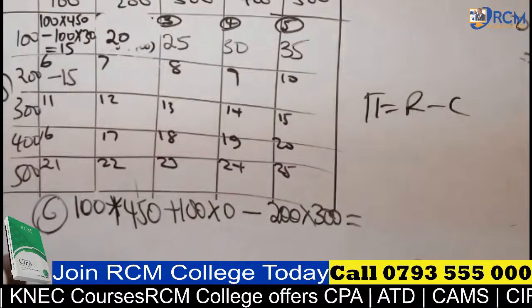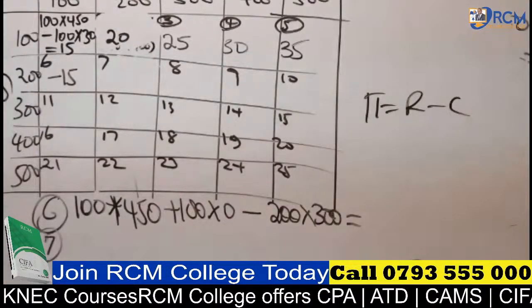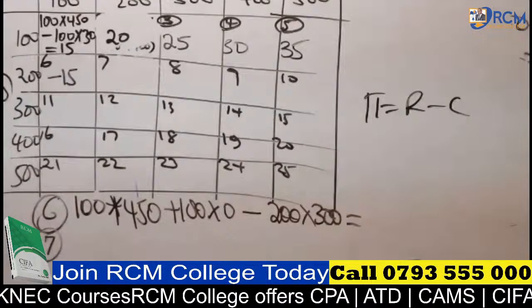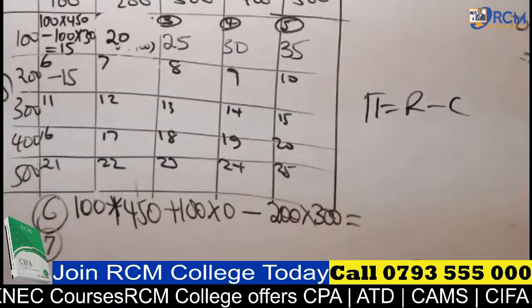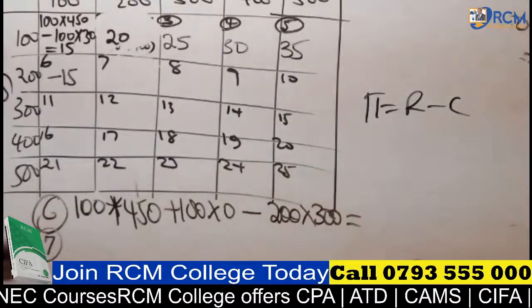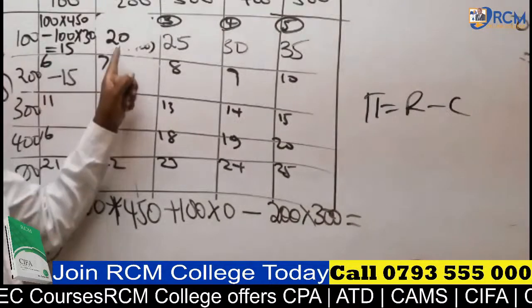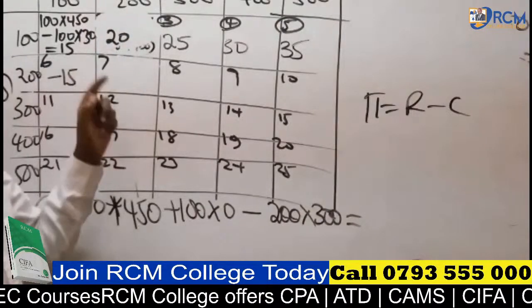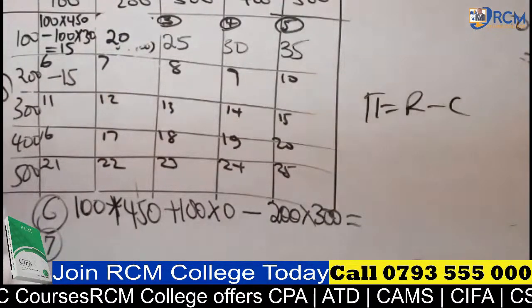So please go to number 7. Cell number 7 is a perfect match. There is nothing to think about, because here in cell number 7, we supplied 200, and 200 have been demanded.